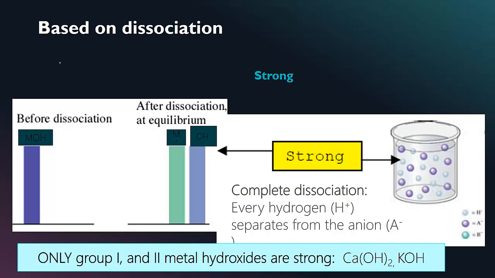Bases are similar. A strong base is a strong conductor of electricity. Strong bases also dissociate completely, and there are only two strong bases you need to know.